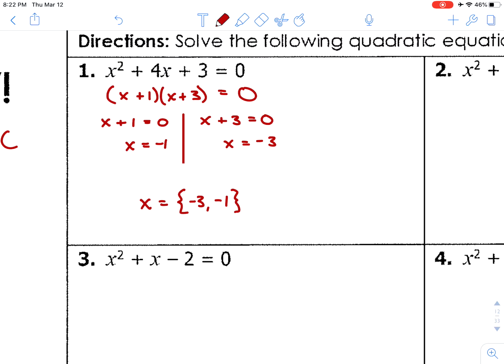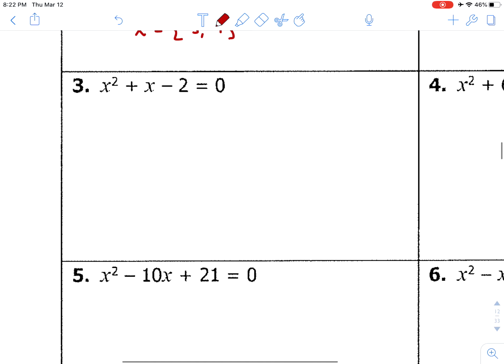Okay. Let's move down to number 3. Again, I asked, do I have any GCFs? In this case, I don't. I want to know, do I have any factors that will multiply together to give me negative 2? So one will be positive, one will be negative, and add to a positive 1. Those factors are going to be positive 2 and negative 1, which will give me two factors of x plus 2 and x minus 1.